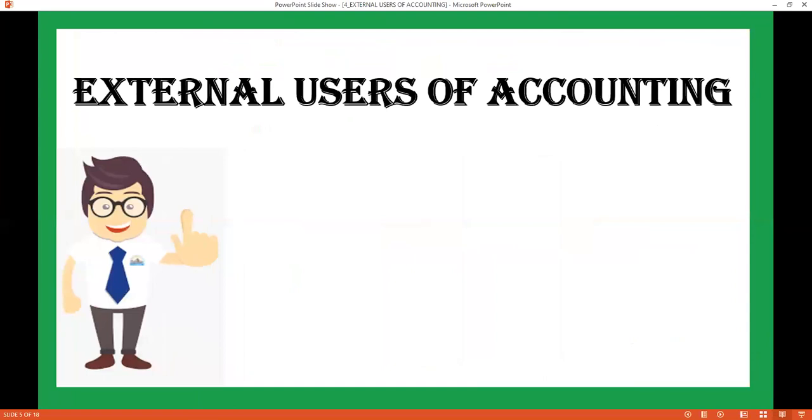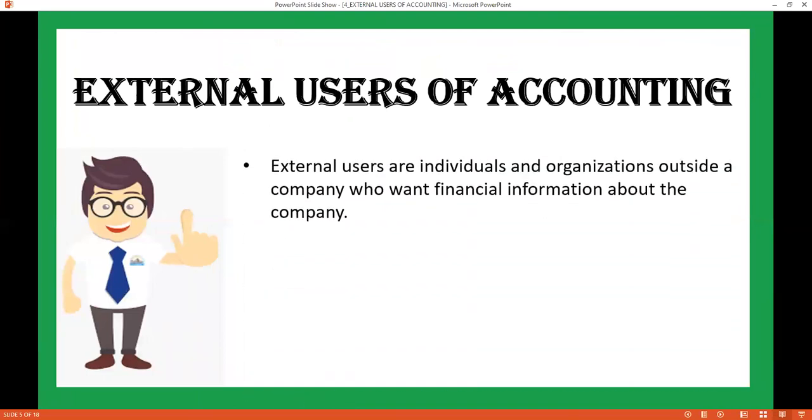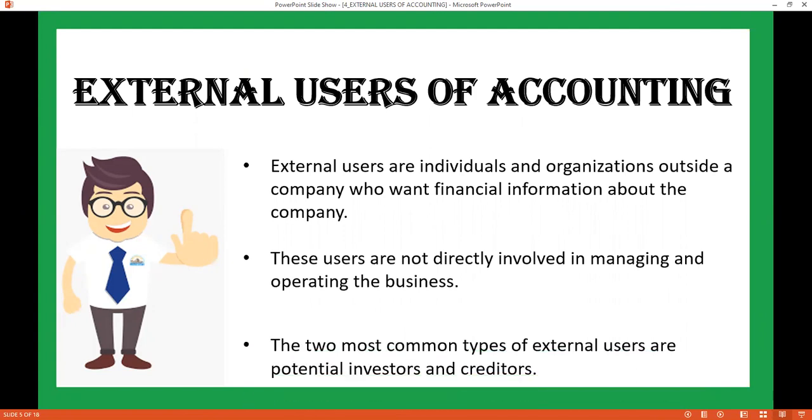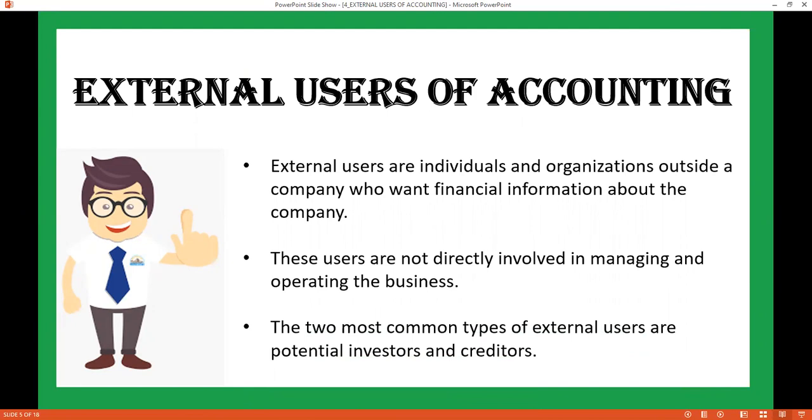So external users of accounting information are the individuals and organizations outside a company who want financial information about the company. It means that they don't have direct access to the business. These users are not directly involved in managing and operating the business. The two most common types of external users are the potential investors and the creditors.